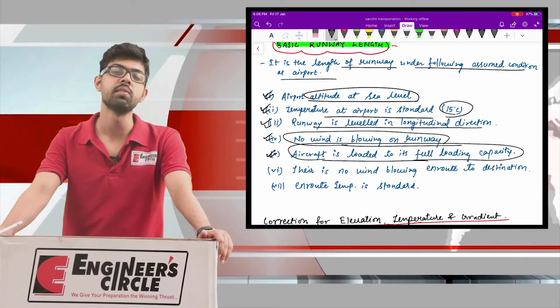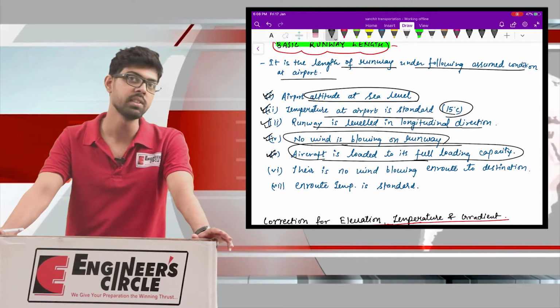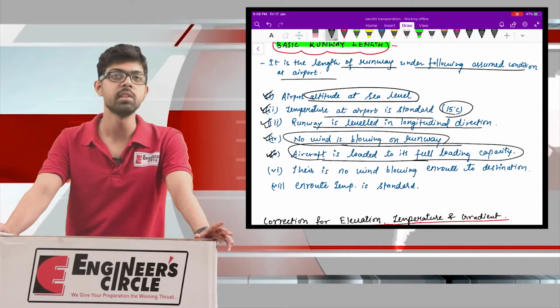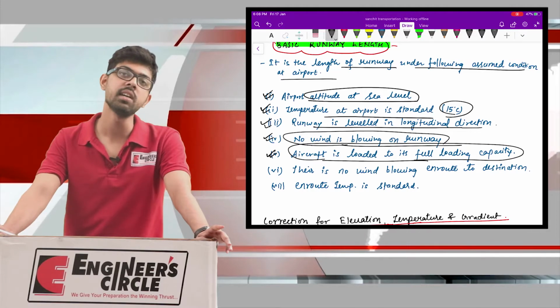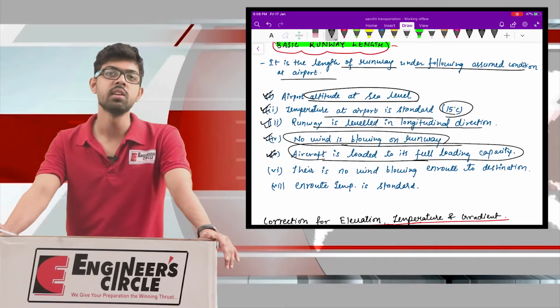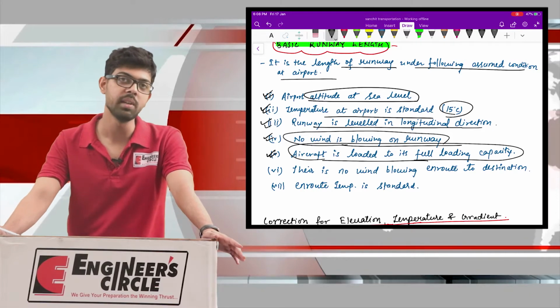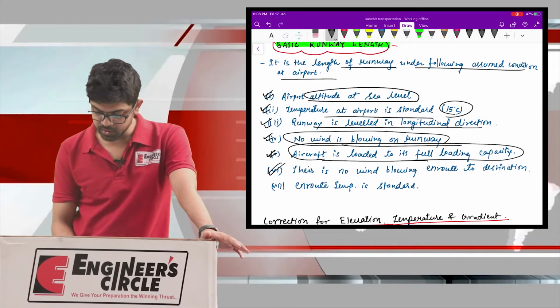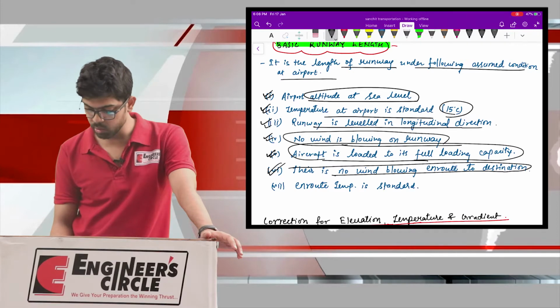Okay, so we will assume that our aircraft is loaded to the full loading capacity, including our cargo traffic plus the passenger traffic plus the self weight of the aircraft. So under this condition, our aircraft is loaded to its maximum capacity. Sixth is there is no wind blowing en route to the destination.